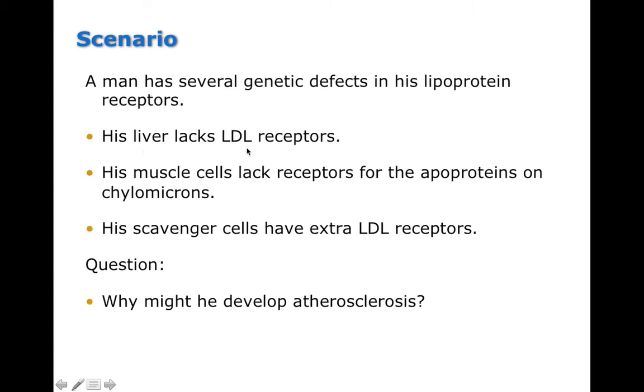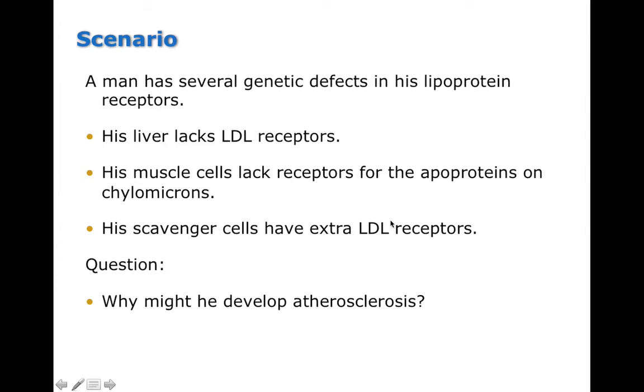For one, his liver lacks LDL receptors, and his muscle cells lack receptors for the apoproteins on chylomicrons. So, if his liver can't uptake LDLs and his muscle cells can't bind to chylomicrons, but his scavenger cells have extra LDL receptors, this question says, why might he develop atherosclerosis? Well, because he can't uptake these lipids, right? His liver can't bring them in very well, his muscle cells can't bring them in very well, he's going to have hyperlipidemia, right? Like excessively high lipid levels in the blood for an extended period of time.